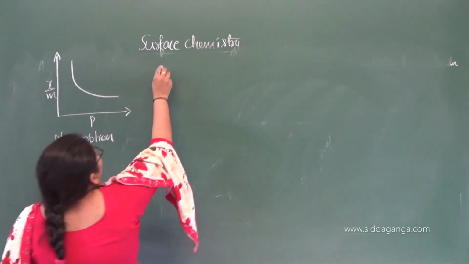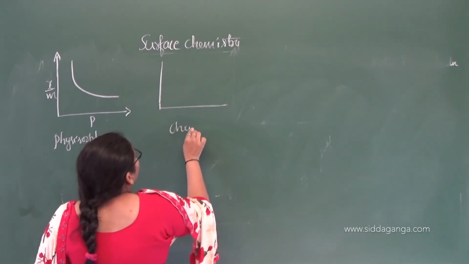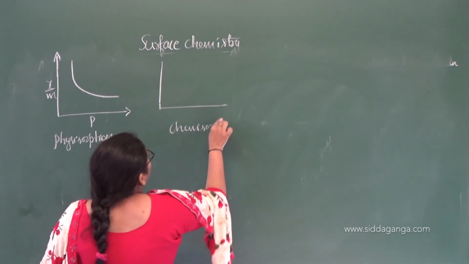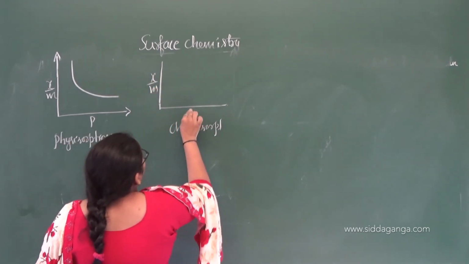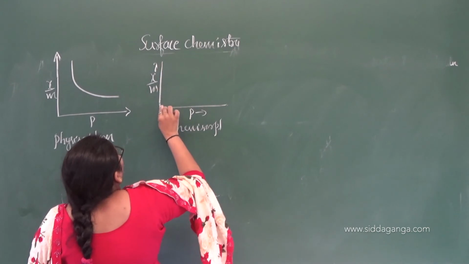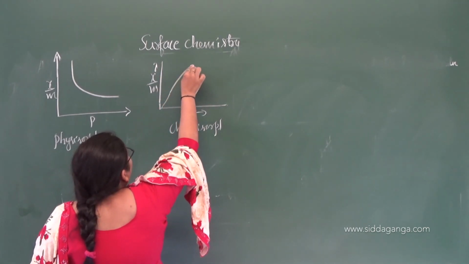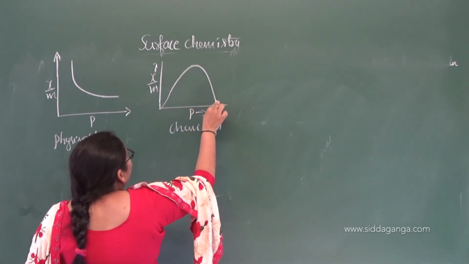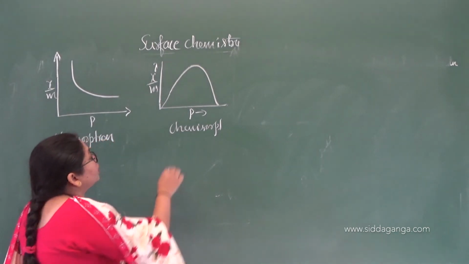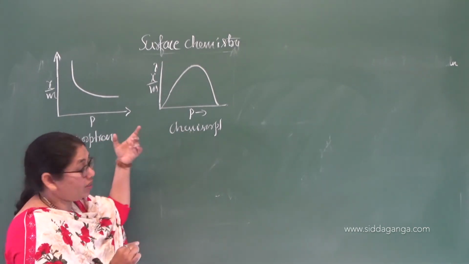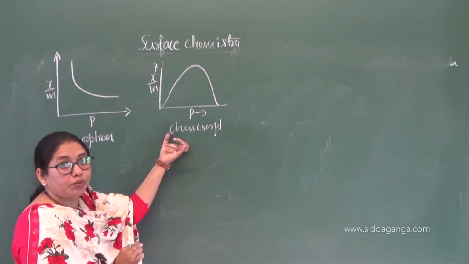Again, if you take chemisorption, and take x by m on the y-axis and p on the x-axis, it increases with an increase in pressure, then reaches a saturation level, and then decreases. This is the bell-shaped curve you get for chemisorption. By looking at the graphs you can identify: this is for physisorption, this is for chemisorption.